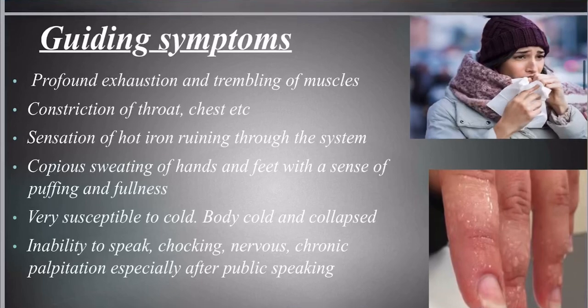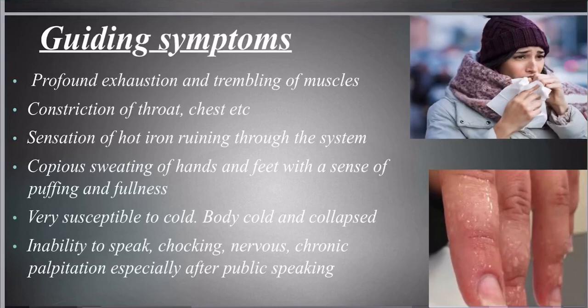Profound exhaustion and trembling of muscles. The person gets fatigued easily. He gets tired fast. Profound exhaustion, and along with that there will be trembling, shaking of the muscles. Constriction of the throat and the chest. Sensation of hot iron running through the system. The person feels that a hot iron is running all over his body.